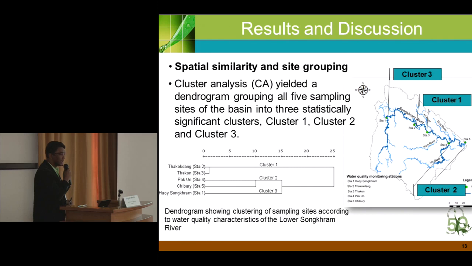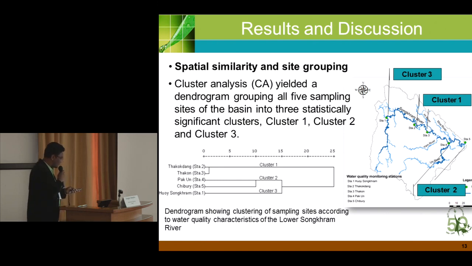So we used cluster analysis techniques to see how the water quality varies from one location to another. We considered five stations, and the cluster analysis yielded three clusters, and each cluster has similar water quality characteristics.